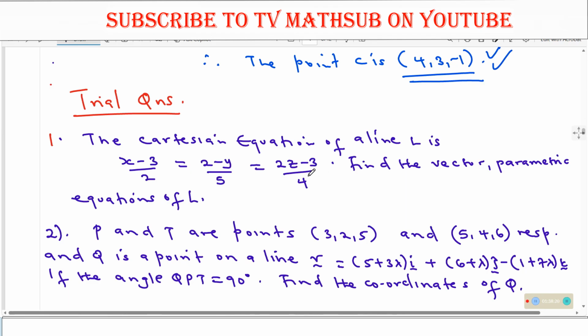You first equate them to the constant lambda. You are starting from the Cartesian, and you are coming back to the vector equation. So you are going backwards, eh? Yes. So what you do, you equate these ones to lambda, and now I get the parametric equations. Then after getting parametric equations, get the what? I get the vector equation.